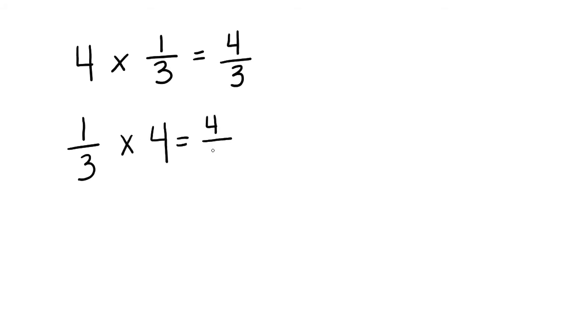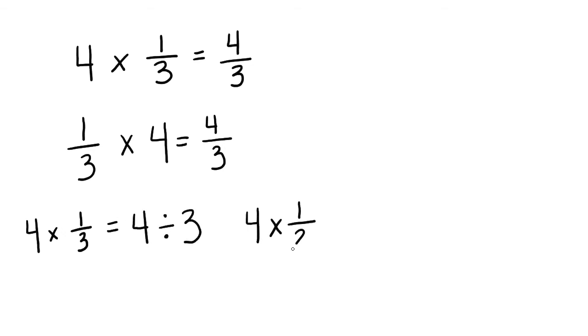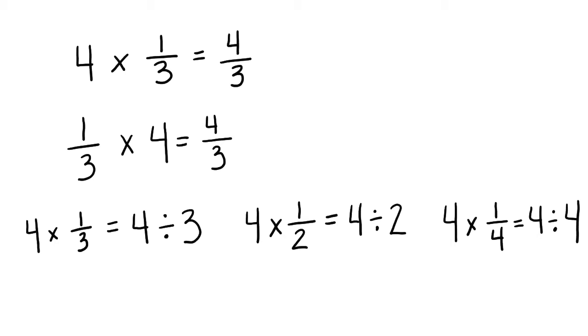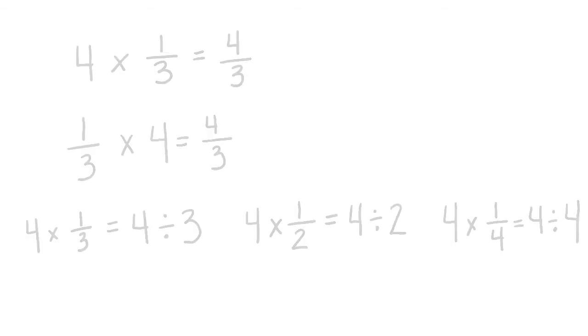For example, 4 times 1/3 equals 4/3. The product 4/3 is 4 times the size of 1/3, or it is also 1/3 the size of 4. This leads students into recognizing that multiplying by 1/3 is the same as dividing by 3. And then multiplying by 1/2 is the same as dividing by 2. And then multiplying by 1/4 is the same as dividing by 4, and so on.